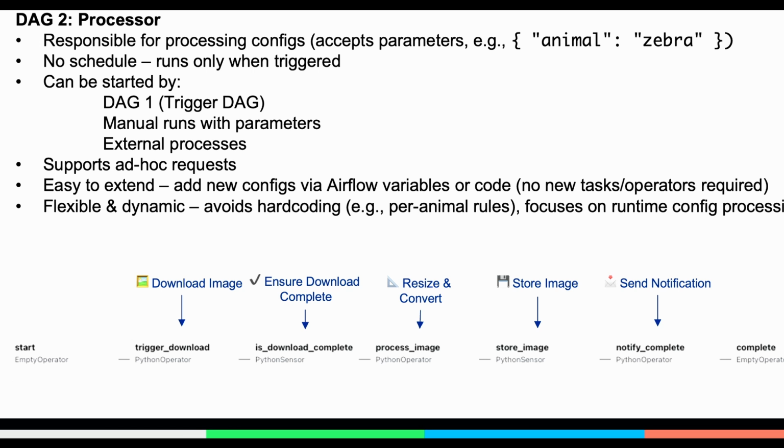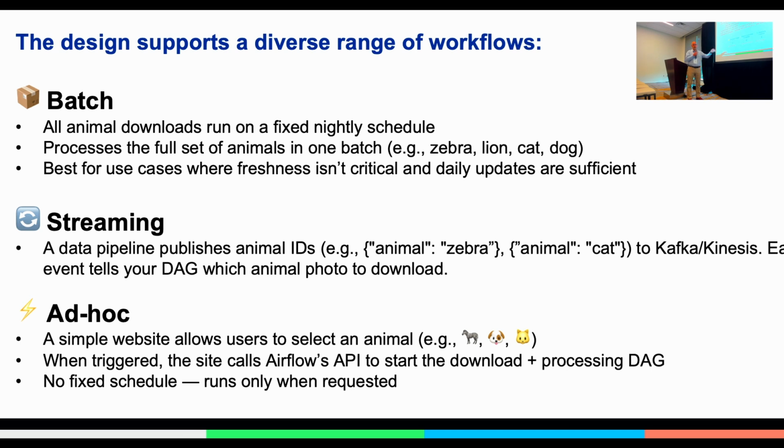So again, downloading the image, ensuring it's complete, doing our resizing, storing the metadata, and then sending out a notification if we needed to via email or Slack or whatever. And this gives us the opportunity to have full control over our DAG and how often it runs and what concurrency it runs at. So now that we have this design, it supports a diverse range of workflows.